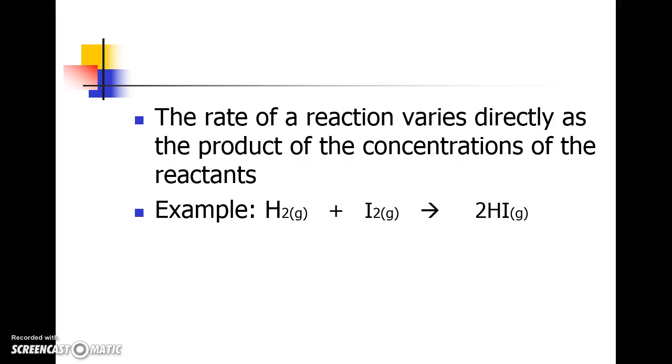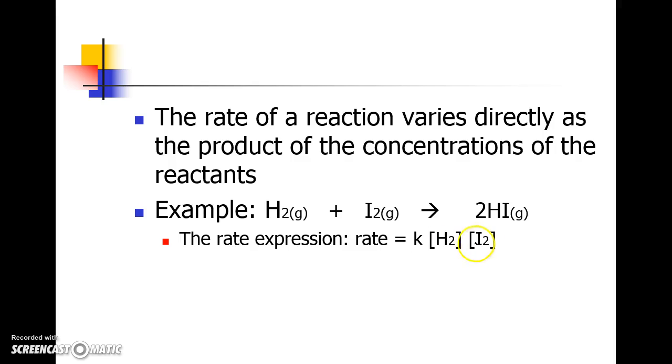For example, if we're looking at this reaction between hydrogen and iodine to make hydroiodic acid, we can have this rate expression where rate is directly proportional to the product, they're multiplied, of the concentrations. I pointed out last time that those square brackets are what we use to mean concentration. It means molarity. K is going to be a constant that we're going to solve for.